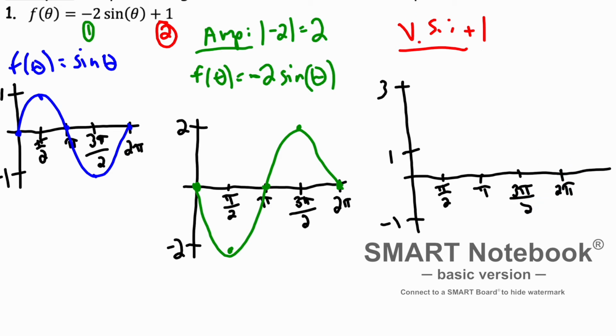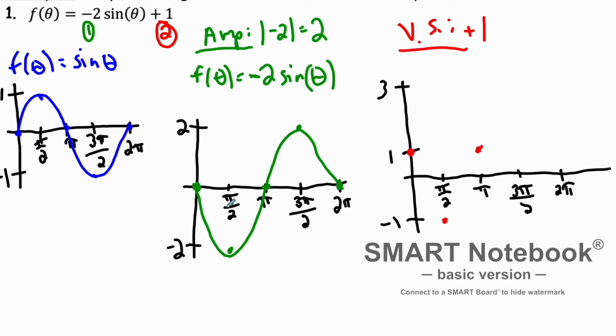All right, so again, we're going to track these points. So where was it in the green graph? Where is it going to be in the red graph? All right, so let's start off with our first point. And again, we're looking at the y coordinates, okay? So the y coordinate here is 0. I'm adding 1. So 0 + 1, it's going to move me up to 1. Next up, pi over 2 was at -2. All right, -2 + 1 puts me at -1. Pi was at 0. 0 + 1 is 1.